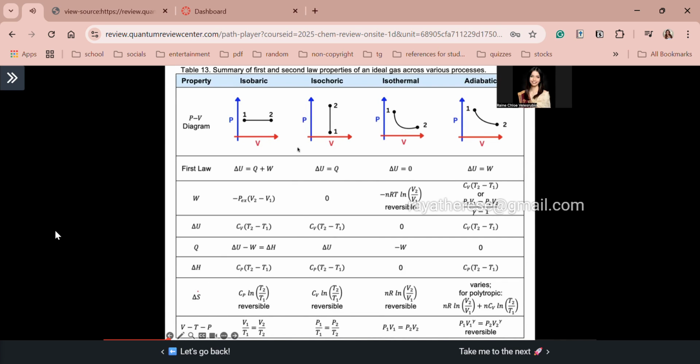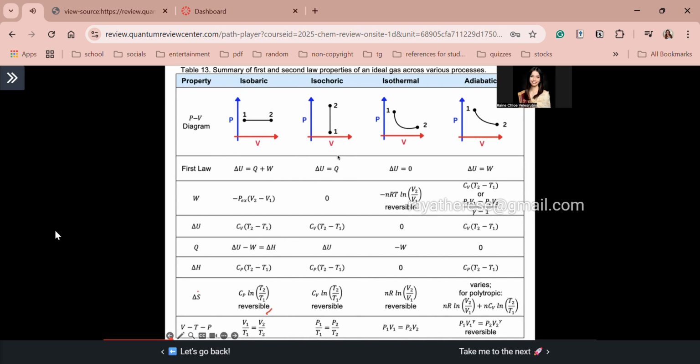So for an isobaric process, again, for the PV diagram, we have constant pressure. That's why, as you can see here, constant ang pressure as we go from an initial state to a final state. Okay? And of course, the volume changes. Okay? So for isobaric process, the delta S entropy change is equal to Cp ln T2 over T1 for our reversible process. Tandaan guys, for reversible process, dahan-dahan nating change ang temperature for an isobaric process, okay? Because it is an infinitesimal process.